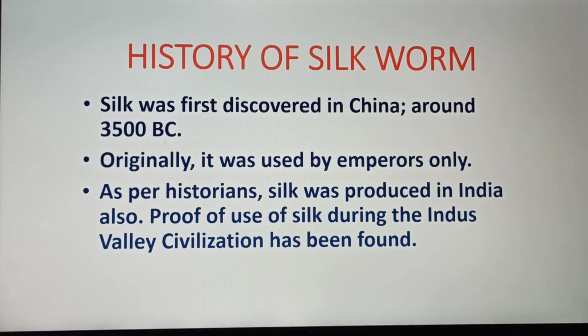Now the history of silk. Silk was first discovered in China around 3500 BC. Originally it was mainly used by emperors only. As per the historians, silk was also produced in India and proofs of the use of silk were found during the Indus Valley civilization.